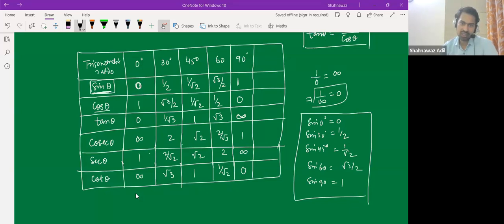Cot 90 is 0. Cot 90 is 1 by infinity, so it is 0, because tan 90 is infinity. So tan is the reciprocal of cot. So cot 90 would be 1 by tan 90, right? So 1 by tan 90 is 1 by infinity, so it is 0.